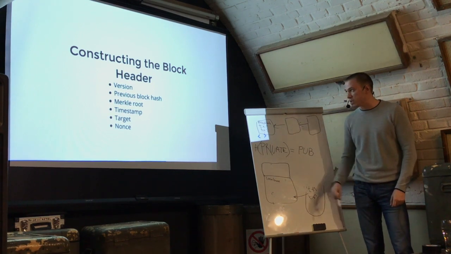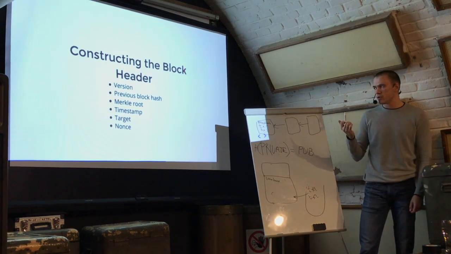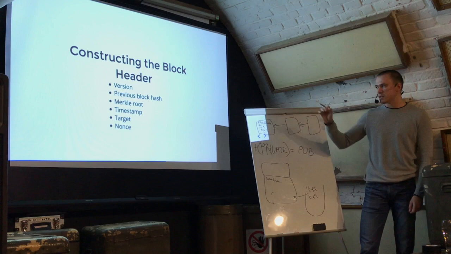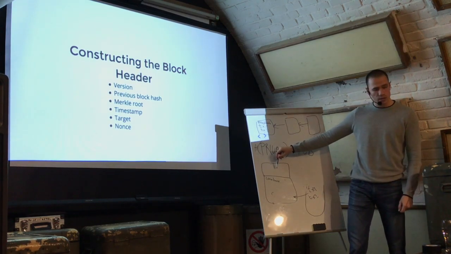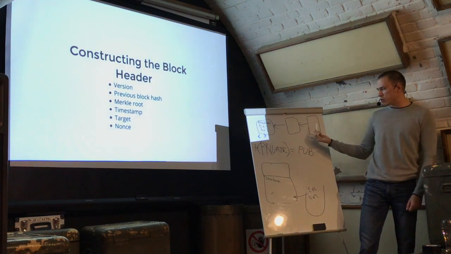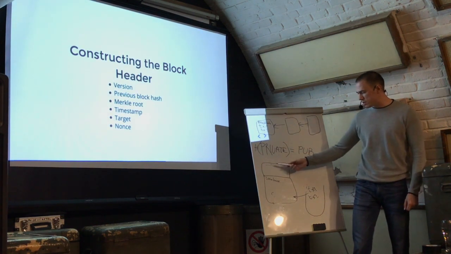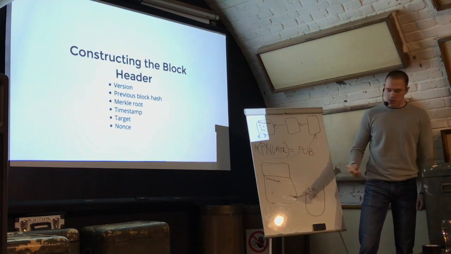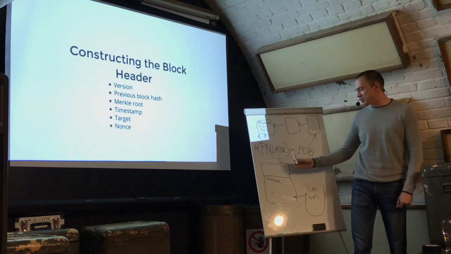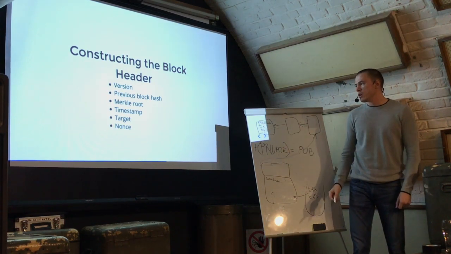What does this header contain? It contains a version, which isn't that important. It's just something they use for protocol upgrades. It contains a previous block hash. What is a previous block hash? It is the way you append this block to the chain of blocks. So you need to get the latest block that you know of, and you write it down here. So this block can actually append up here if you successfully mine it. So that's the previous block hash.